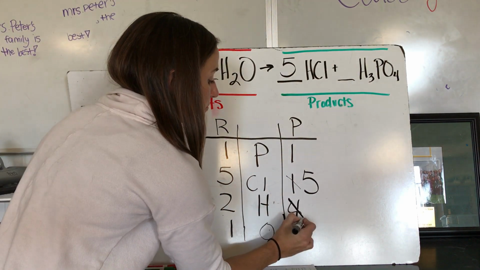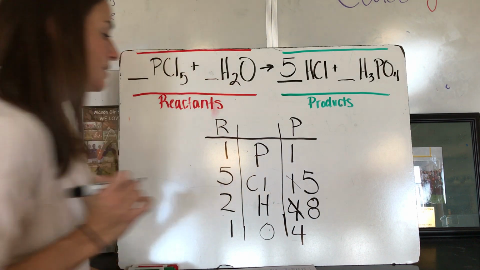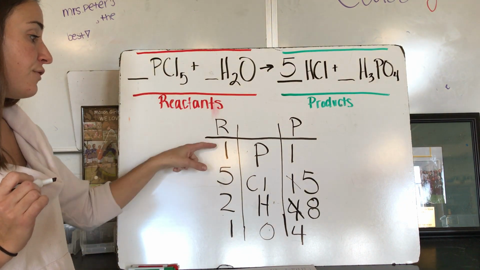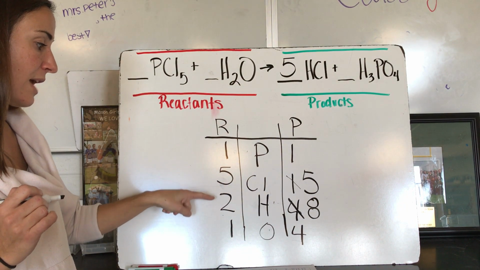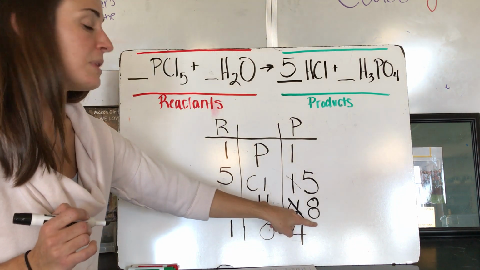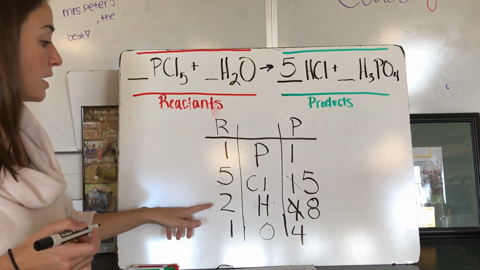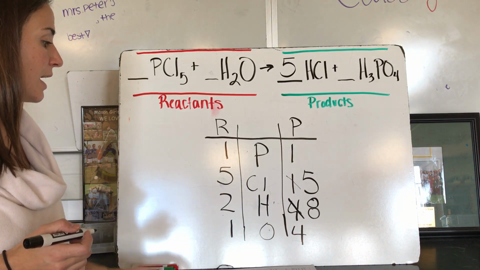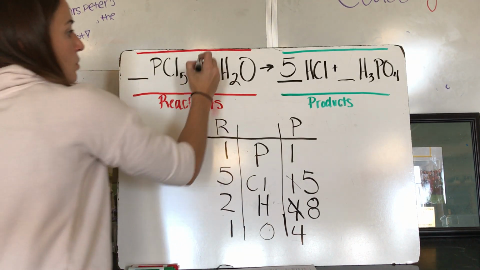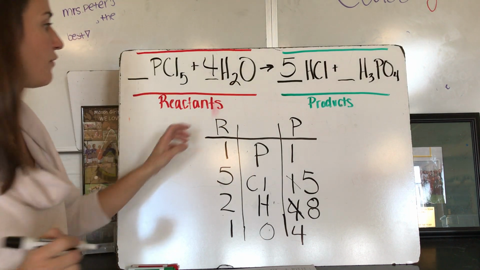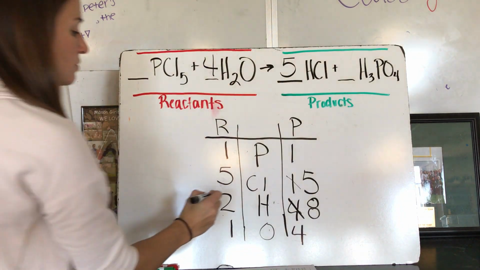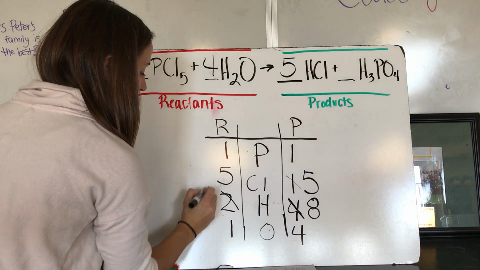So that means I have got to change this to 8, okay? So phosphorus is balanced, chlorine is balanced, hydrogen's not balanced. So we have 8 over here. We want to try to get this maybe to 8 if possible as well. So to get that to 8, I would need to then put a 4 here. If I put a 4 here, 4 times 2 gives me 8 hydrogen.